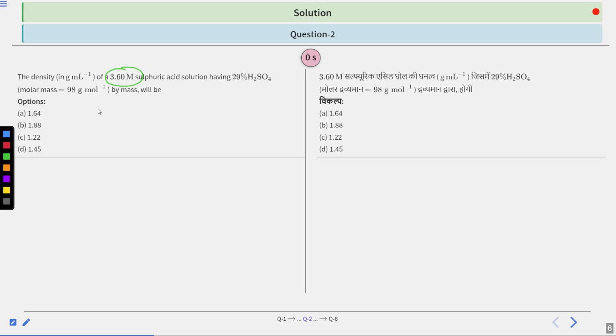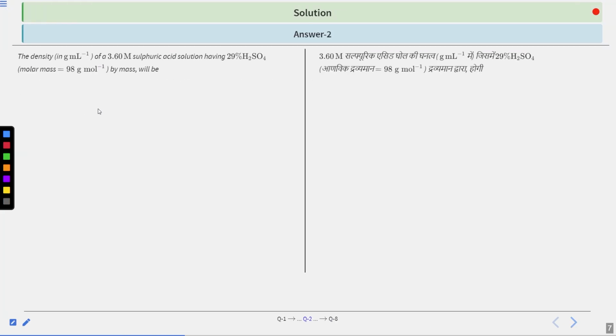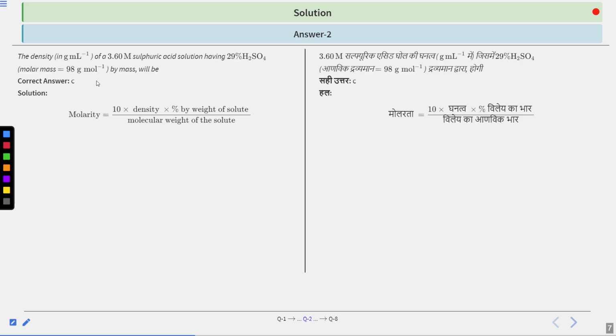Time's up. So moving on to the solution part. So this was your question. I have already explained it to you. A short question. You don't need any more explanation, I think. For those who have solved it, the correct answer is C.